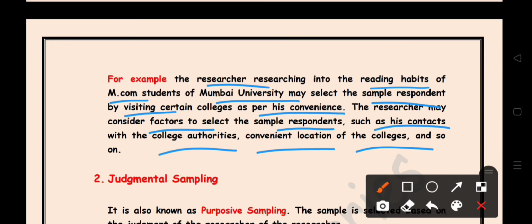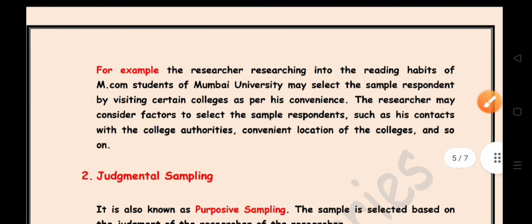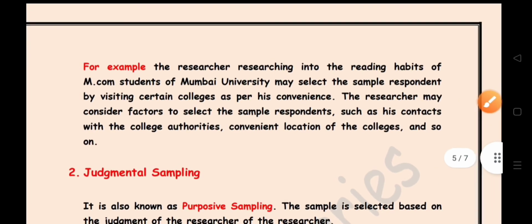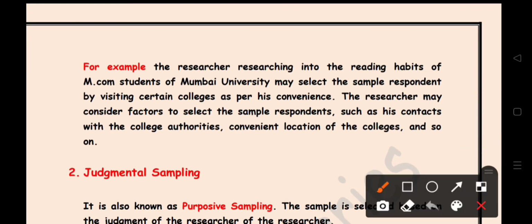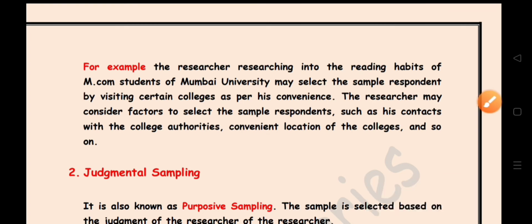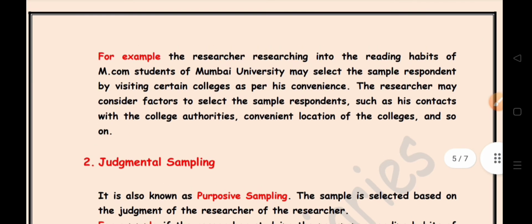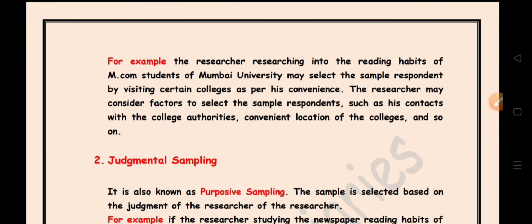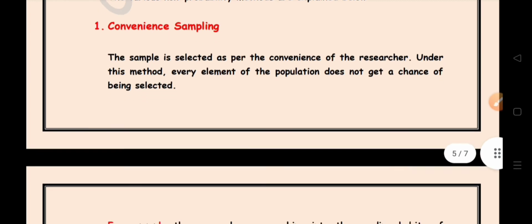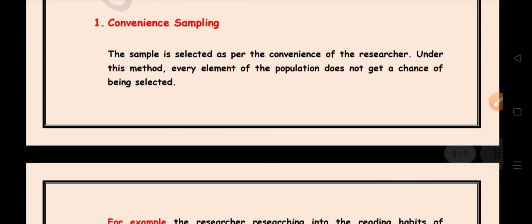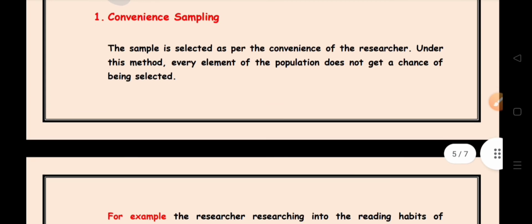So in this example, if the researcher wants to select students of Mumbai University on the basis of their reading habit, in this case first the researcher will find the nearest colleges, or they may go for their contacts. On this basis, most of this case is convenience sampling. First the researcher will try to get a sample from his contacts or convenient places, or people he knows.